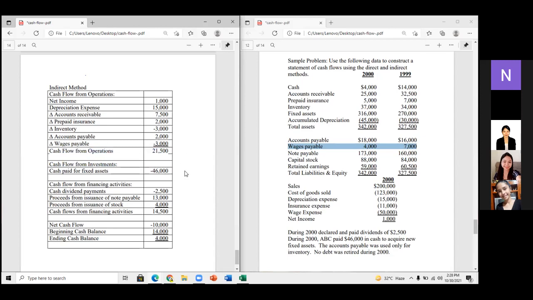And tulad din ng ginawa natin kanina dun sa direct method, same process na siya pagdating sa investment. Tulad ng sabi kanina, nagkaroon tayo ng cash flow. And nagkaroon tayo ng cash dividend payment. Nag-declare tayo ng dividend. And nagkaroon din tayo ng proceeds from sales. Proceeds din sa issuance.